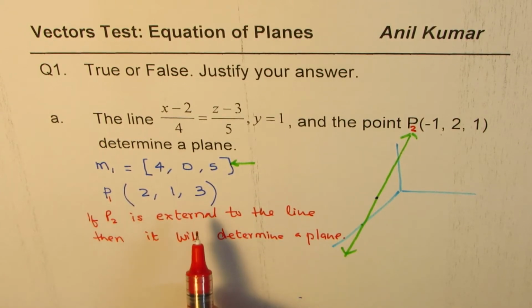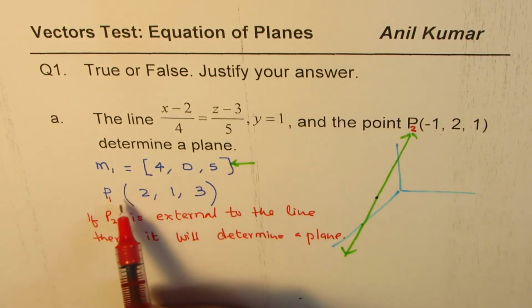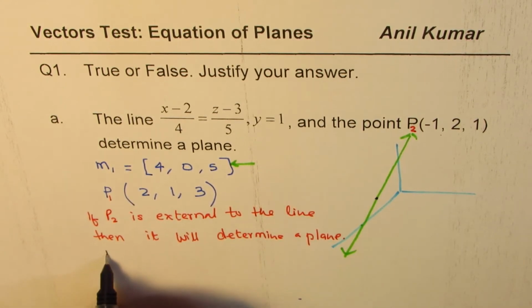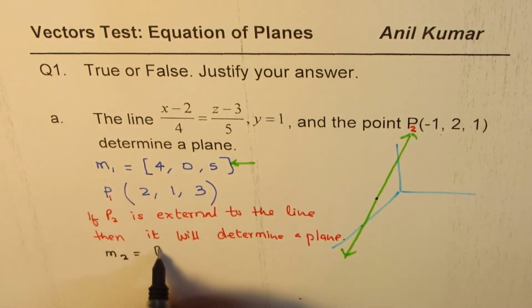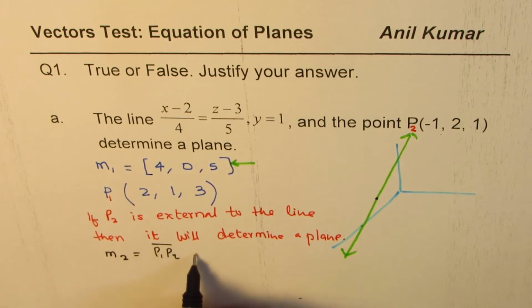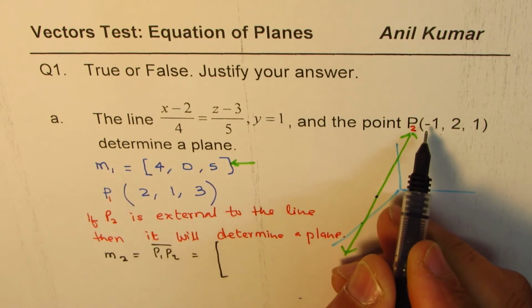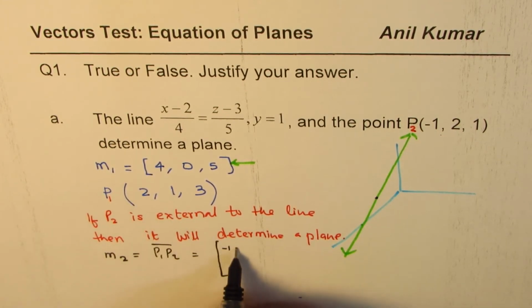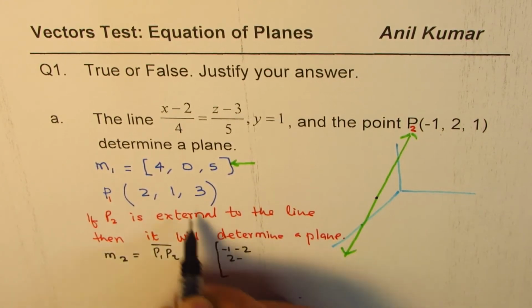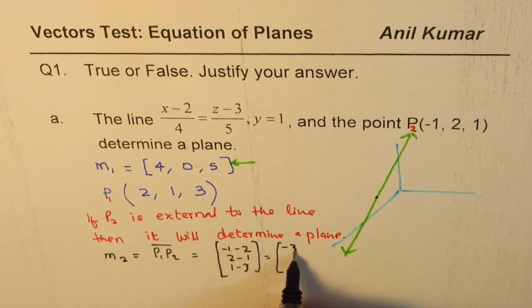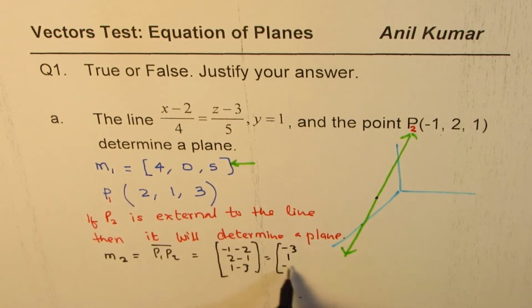Now, how do we figure this out? What you can do is you can find the direction between P1 and P2, right? So that is how you should do it. So we can find what is the direction between P1 and P2. So we say M2 will be P1 P2, which we could write in matrix form: minus 1 minus 2, 2 minus 1, 1 minus 3. And the direction is minus 3, 1, minus 2.